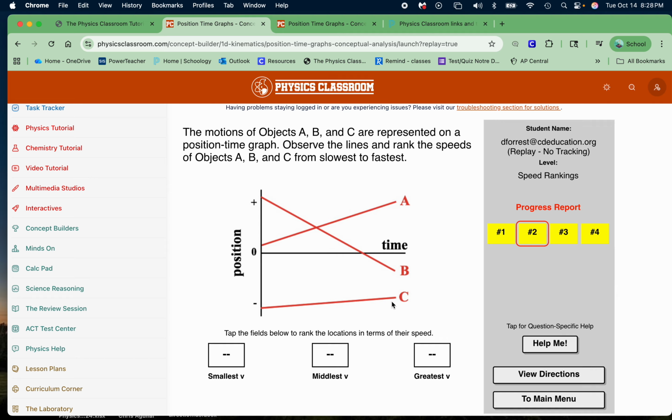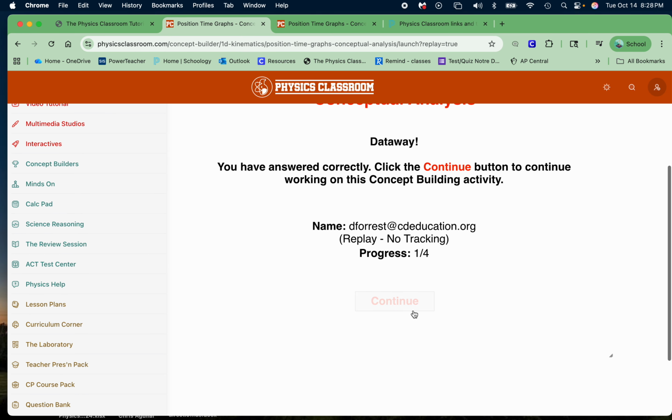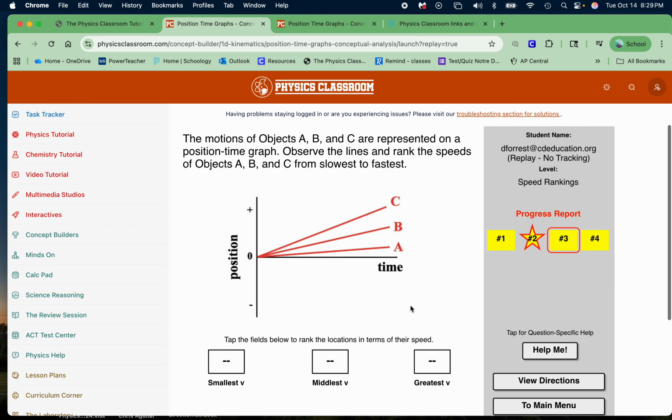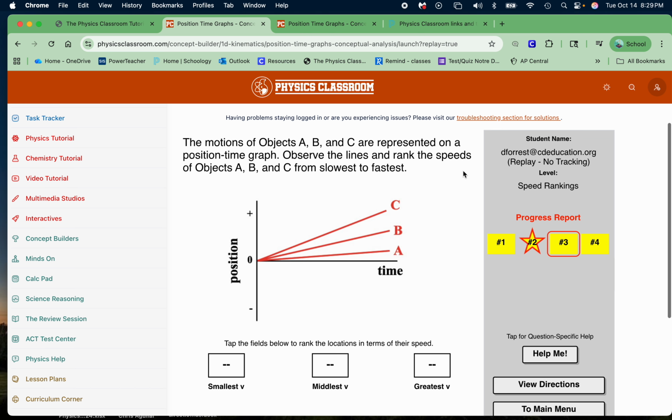So I would say C is the least steep, so that is the smallest velocity. I would say B is the most steep, so that's the greatest velocity. In the middle is A. Okay, and again, some other things here. You can choose from those, rank going from basically slowest to fastest, but these are all asking about speeds.